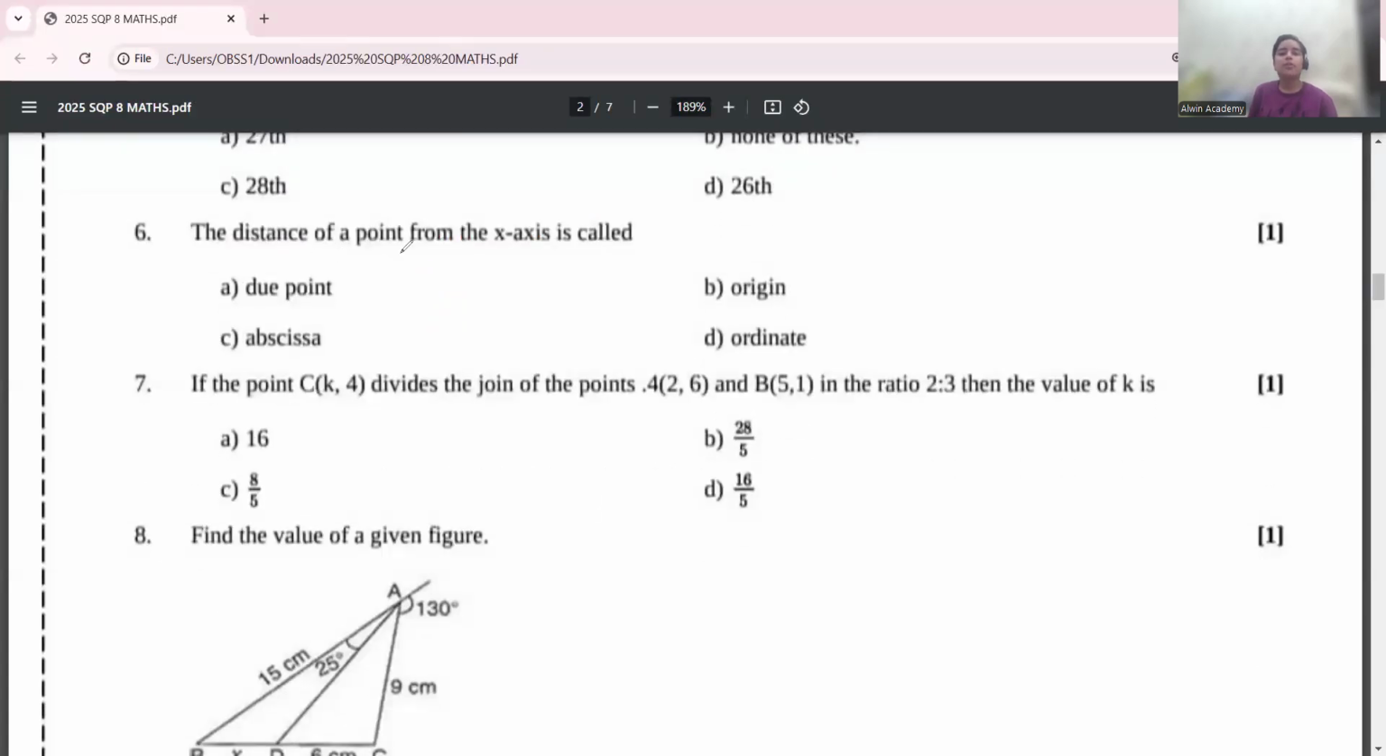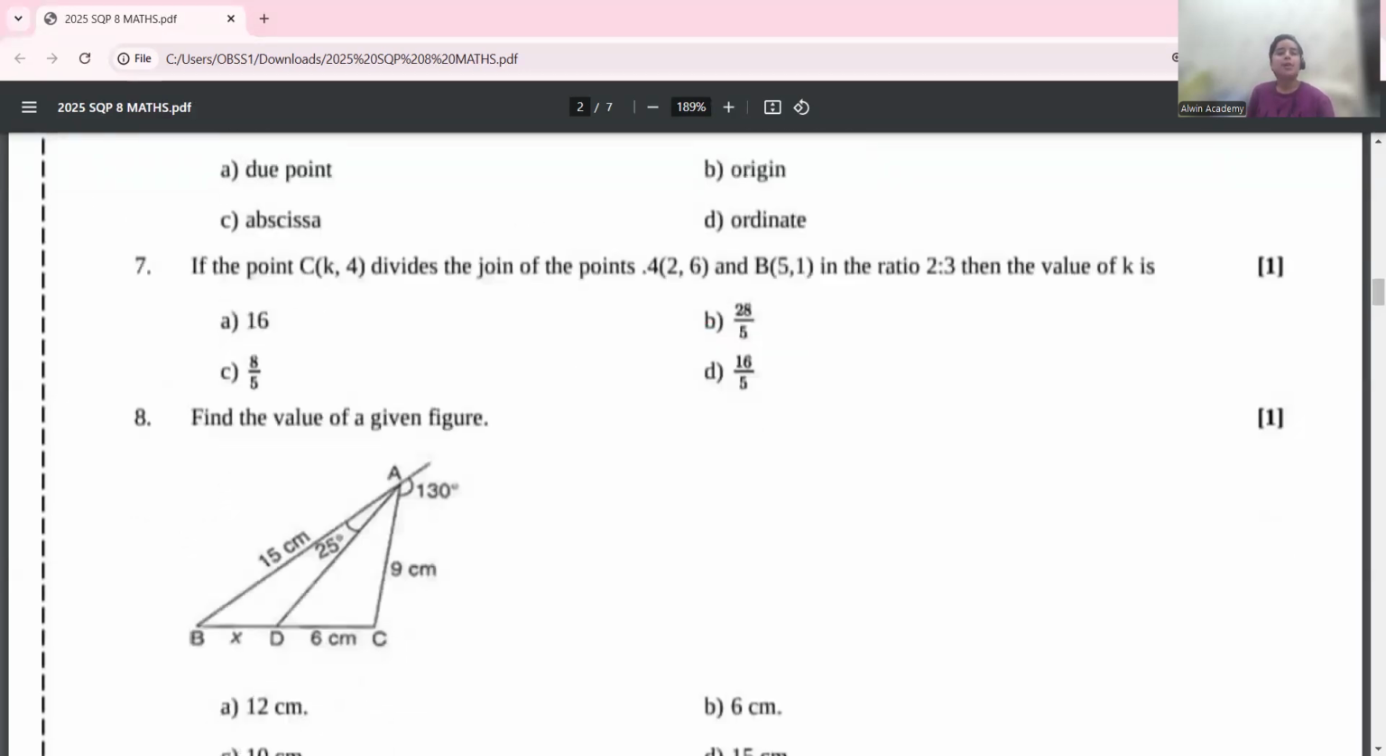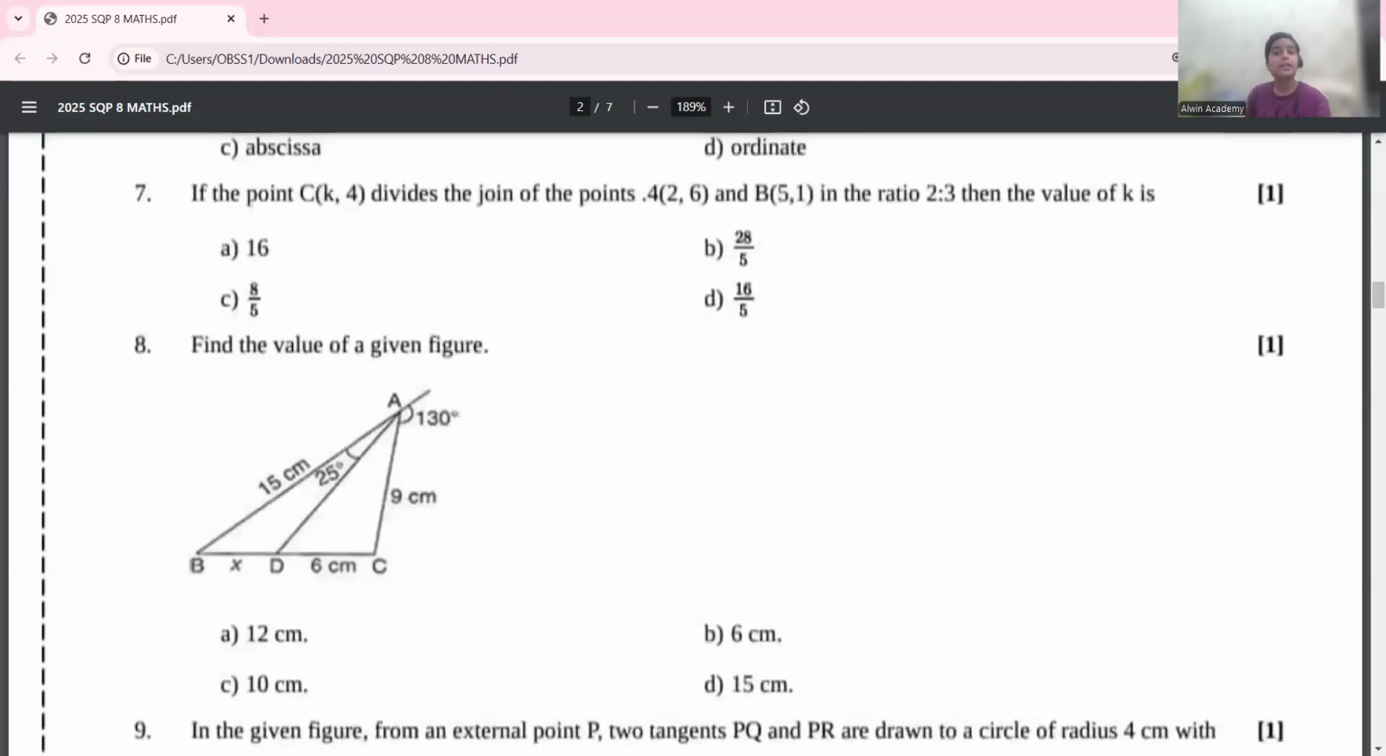Going to the next question, the distance of a point from x-axis is called. Now, distance of a point from the x-axis is actually its y-coordinate, and y-coordinate is also known as ordinate, option D. Going to the next question, if the point (k, 4) divides the join of the points (2, 6) and (5, 1) in the ratio 2 is to 3, then the value of k is. Now here we are given the ratio 2 is to 3 and we have to find k. So we can apply the section formula here. We get k is equal to (2 times 5, that's 10, plus 3 times 2 is 6, that's 16) upon (2 plus 3, 5). k is 16 by 5, option D.